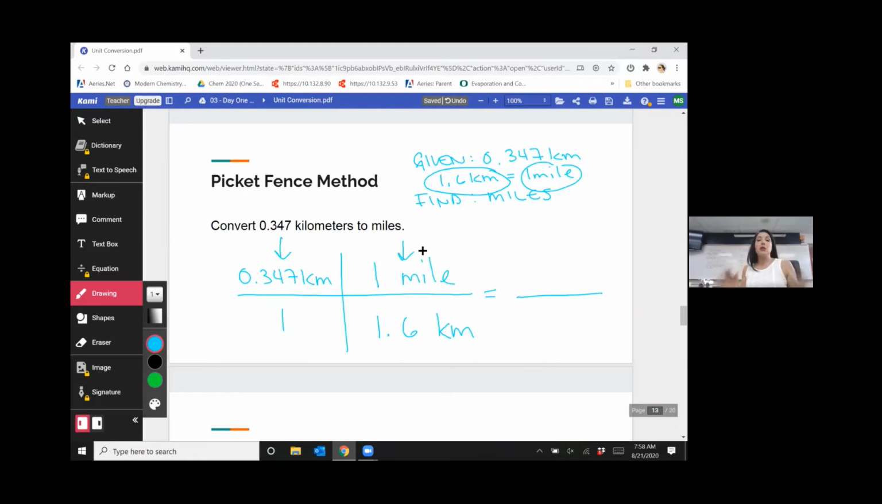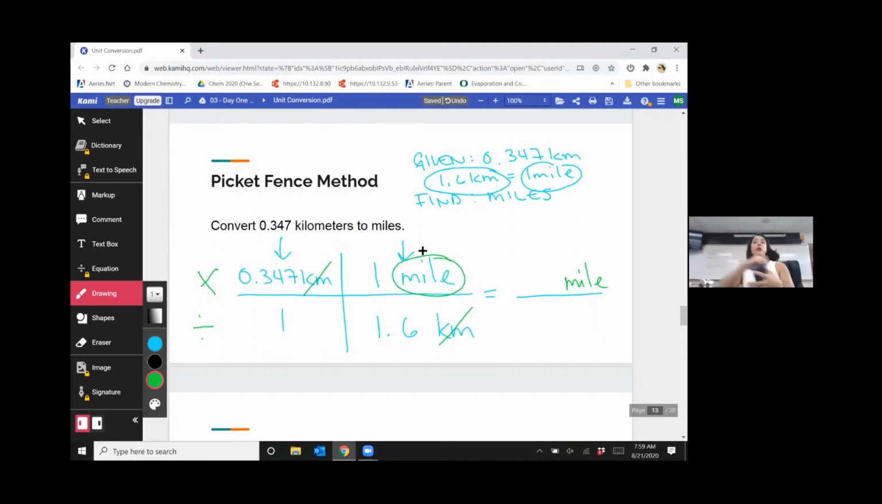So I like to always start by canceling out the units. Kilometers divided by kilometers is 1, so I cancel those out. The only unit that I have left is the mile, so I'm going to go ahead and write that there, mile. And now I get to do some math. I get to take 0.347 times 1, because everything on the top gets multiplied. Take that all and divide by 1, divide by 1.6.